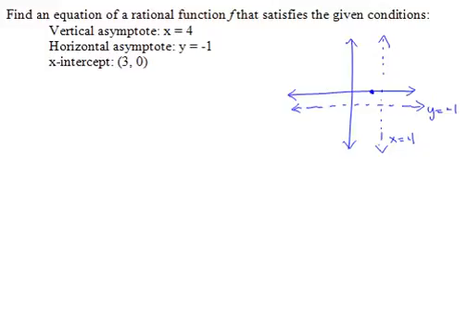To find the equation of a rational function with those characteristics, we know that a rational function is simply a ratio of polynomials. We're going to present those polynomials in factored form because it's easier to write down that way.